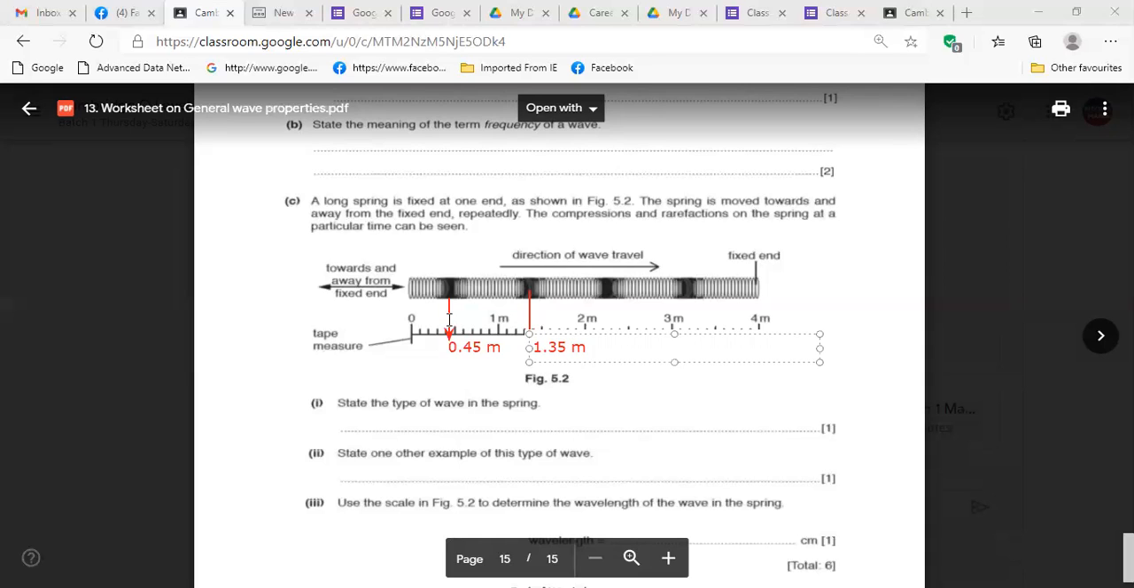Now, the distance between crest to crest, to get that, we have to subtract, right? So if you subtract 1.35 minus 0.45, that's giving you the wavelength, right? Wavelength equals 1.35 minus 0.45, and what is the answer coming?